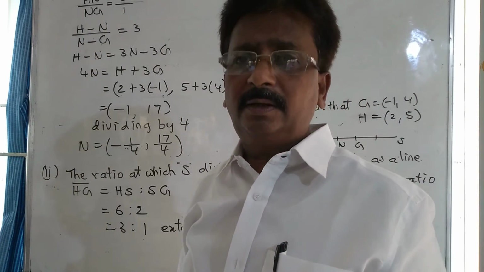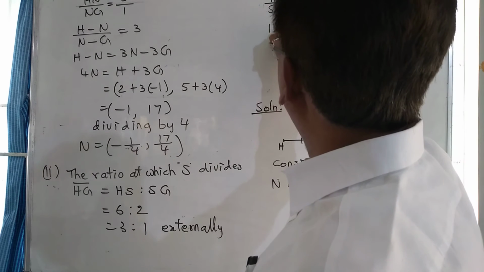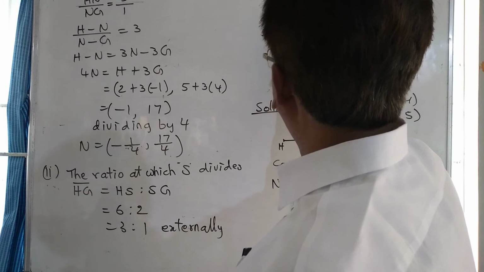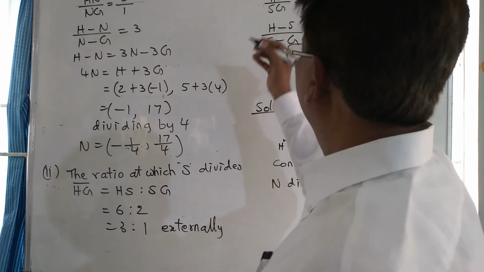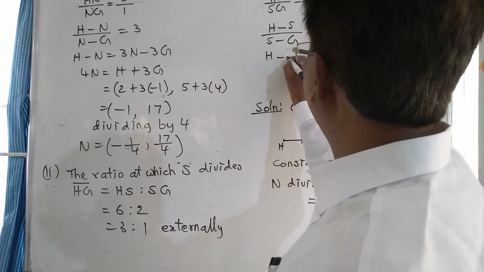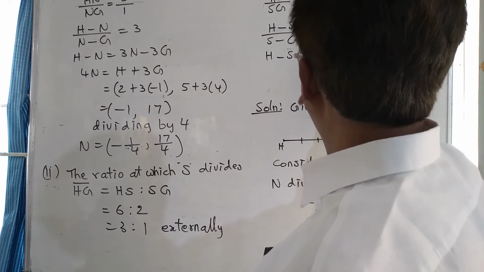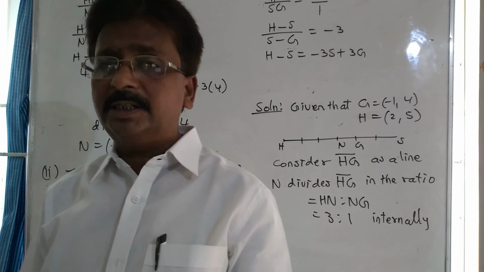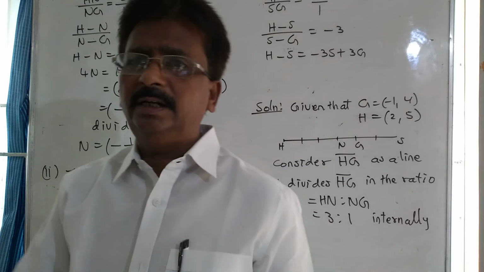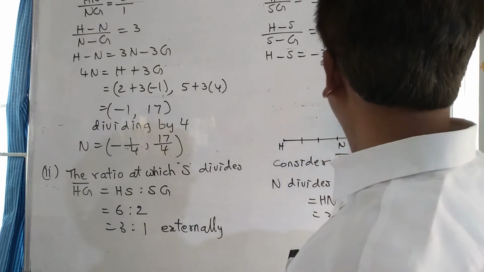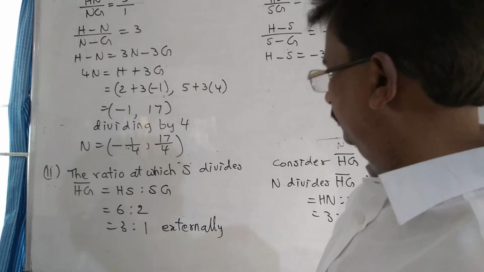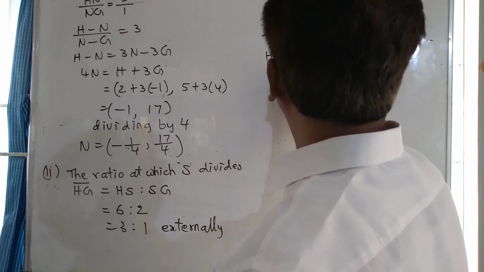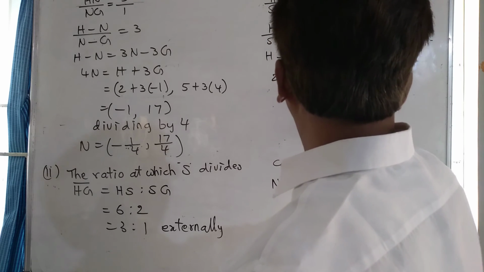Now write HS just like H minus n. Just as we wrote Hn, write HS also. H minus S divided by S minus G is equal to minus 3, and cross multiplying, H minus S is equal to minus 3S plus 3G. Now we have to collect the S. Let us transfer S terms to one side. The 2S is equal to 3G minus H.